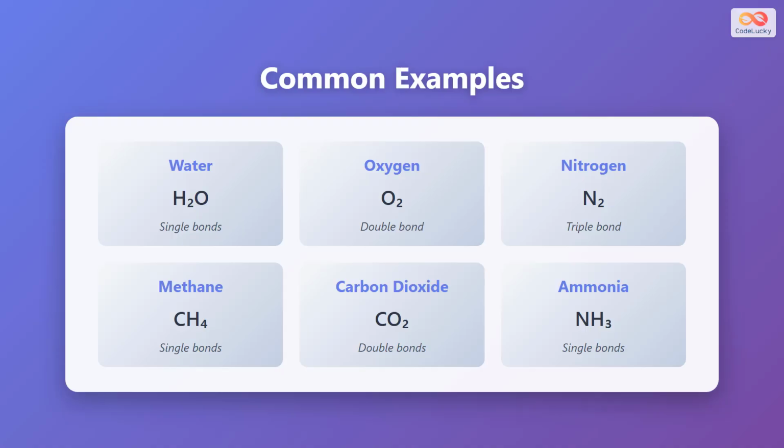Let's examine some common covalent compounds. Water, H2O, contains single bonds between hydrogen and oxygen atoms. Oxygen gas, O2, has a double bond between 2 oxygen atoms. Nitrogen gas, N2, features a very strong triple bond. Methane, CH4, has 4 single bonds between carbon and hydrogen. Carbon dioxide, CO2, contains double bonds between carbon and oxygen atoms. Ammonia, NH3, has single bonds between nitrogen and hydrogen atoms. Each of these molecules demonstrates how atoms share electrons to form stable compounds.